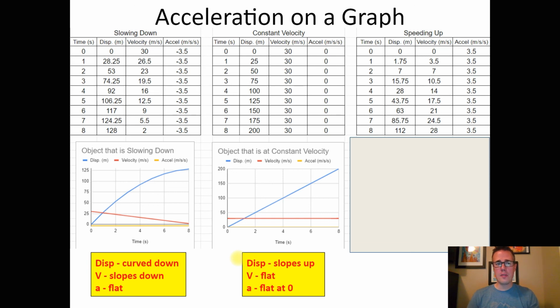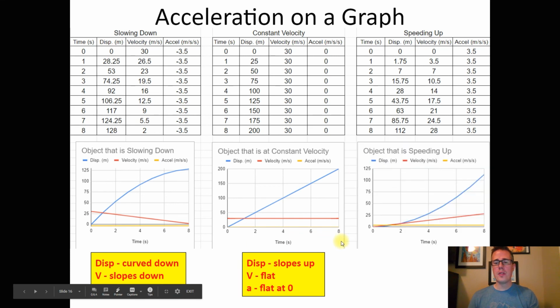Now for the last graph. This time we're going to do speeding up. Again, please pause, see if you can predict what this graph should look like. Here's what we've got. For this graph, we've kind of got the flip of our slowing down. The acceleration is still at a flat line because we're accelerating at a constant amount every second.